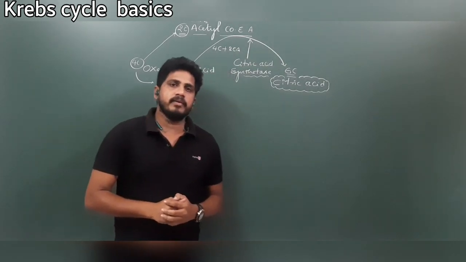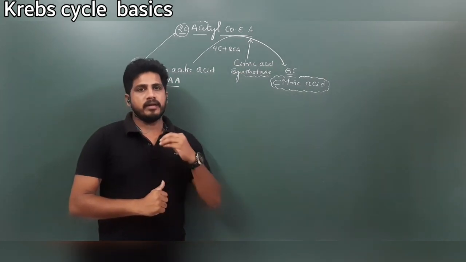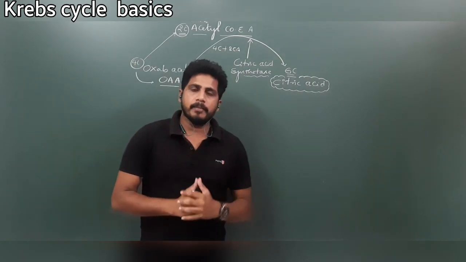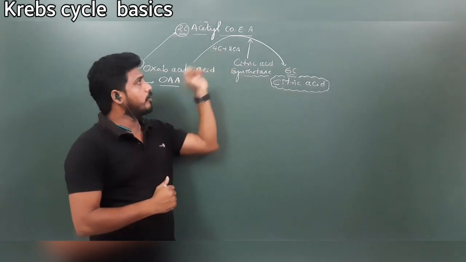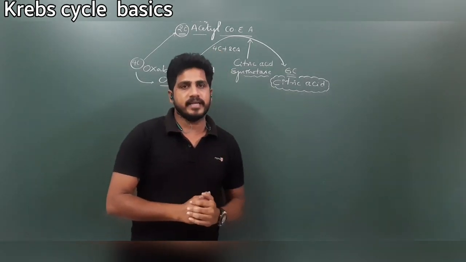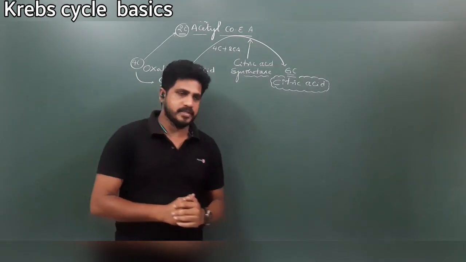How citric acid is formed is a very frequent question. The 4 carbon component oxaloacetic acid combines with the 2 carbon component acetyl coenzyme A and forms the 6 carbon component citric acid. This is the very primary step which occurs in the mitochondrial matrix in the Krebs cycle.